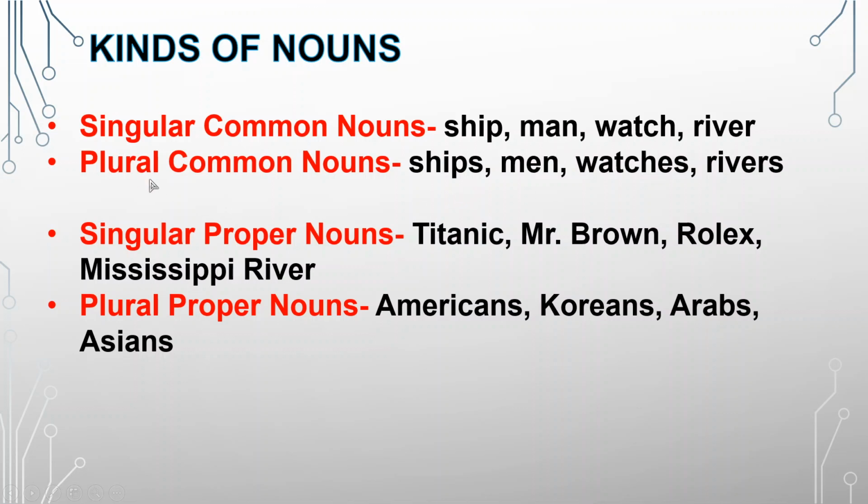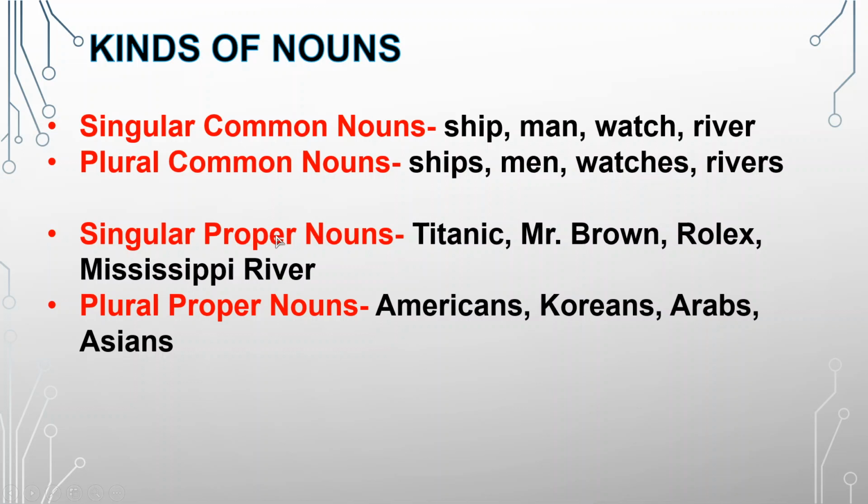Now let's go to plural common nouns. So plural, which means they should be many. So we put s or es. So most of the time, most nouns, we add only s or es. But some nouns we call irregular nouns, we change the name, or we change some letters of the word itself to make them plural. For example, man. Okay, man for singular, man for, we change it to e to make it plural. So ships, men, watches, rivers, that's for the plural common nouns.